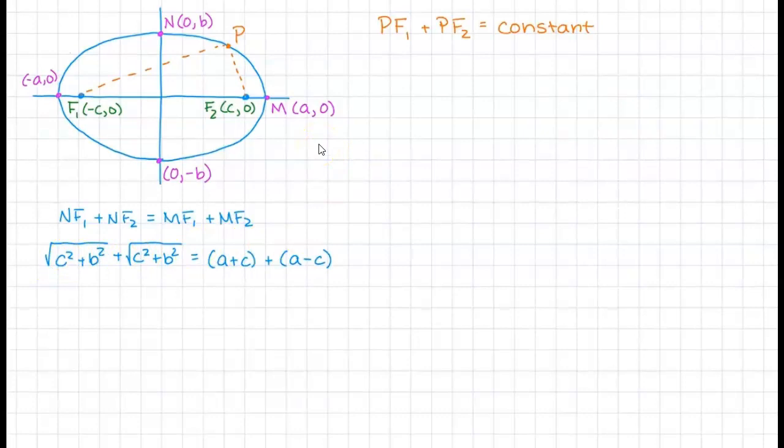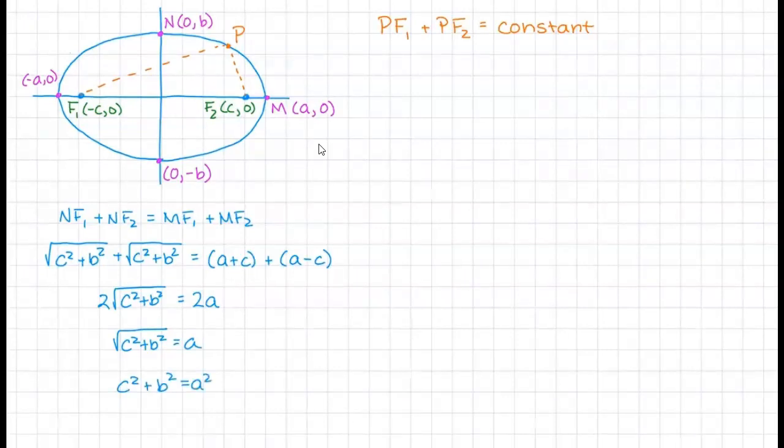So I can combine those roots since they're the same and say 2 times the square root of C squared plus B squared. And then over on the right hand side, the C's cancel out. So I have 2A. And then if I just play around with this, first of all, divide everything by 2. I get the square root of C squared plus B squared equals A, and then square both sides, I get C squared plus B squared equals A squared.